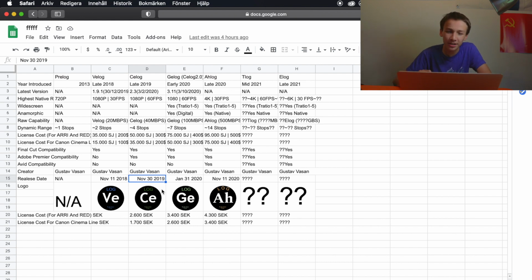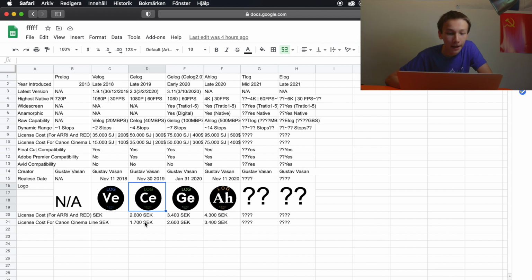Glog, or some people call it AhLog 2.0, released only like 3 months later in March of 2020. Not even that long ago. Glog is, again, still really good. Latest version 3.11. Yeah, we cared about this one, okay? And we care about all our log formats.